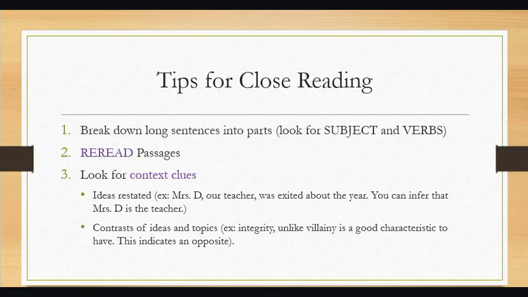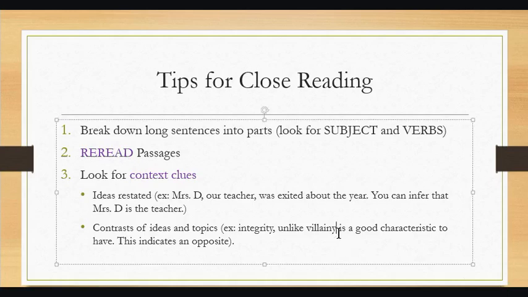You also want to look for contrasts of ideas. So if it says integrity, unlike villainy, is a good characteristic to have, you know that integrity is a good thing and villainy is a bad thing merely by the flow of that sentence and the opposite that it presented there. So look for your context clues and contrast of ideas and topics.